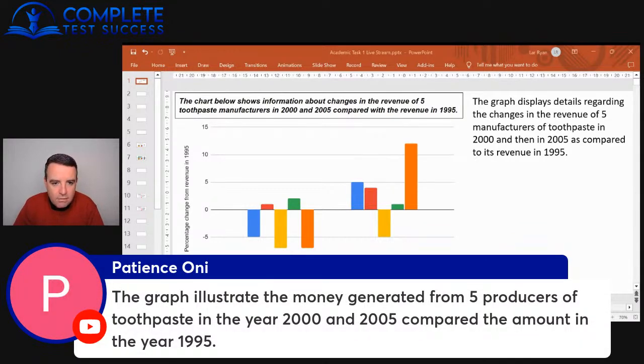Patience. The graph illustrates the money generated from 5 producers of toothpaste. So it's not "generated from", that would mean that somebody else is getting it, but it would be money generated by, or money earned, or the revenue. I think just using the word revenue would probably be more direct. Producers of toothpaste in the year 2000 and 2005 compared to the amount in the year 1995. Yeah, so just some small little bits there.